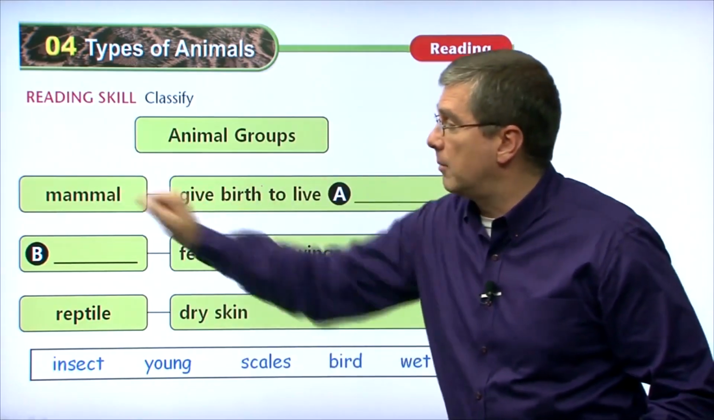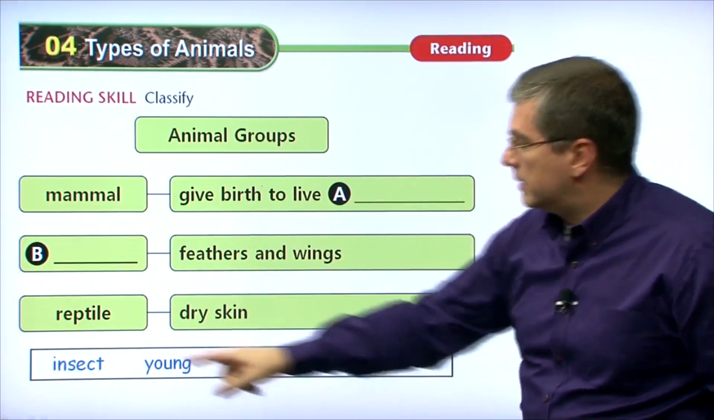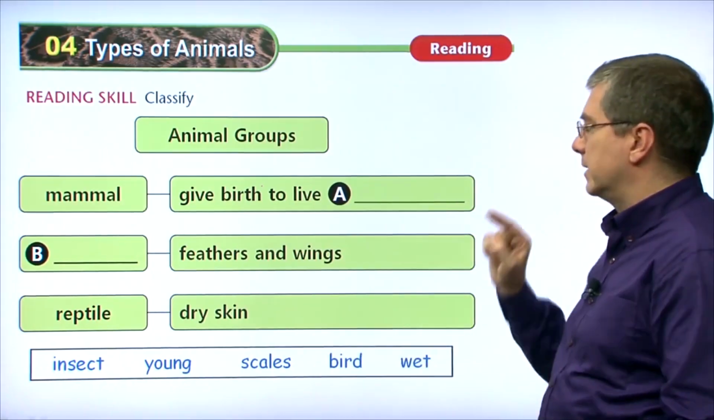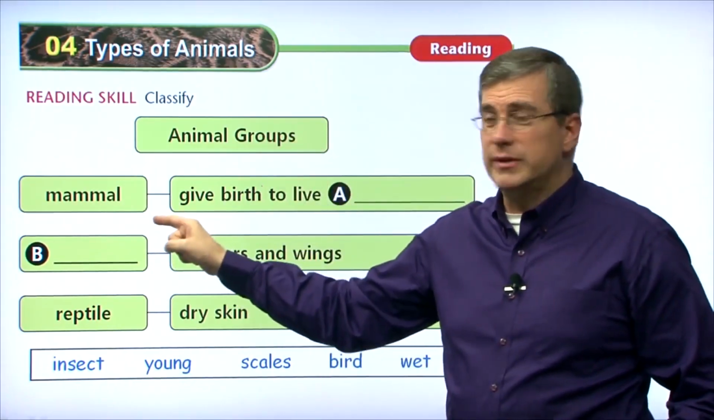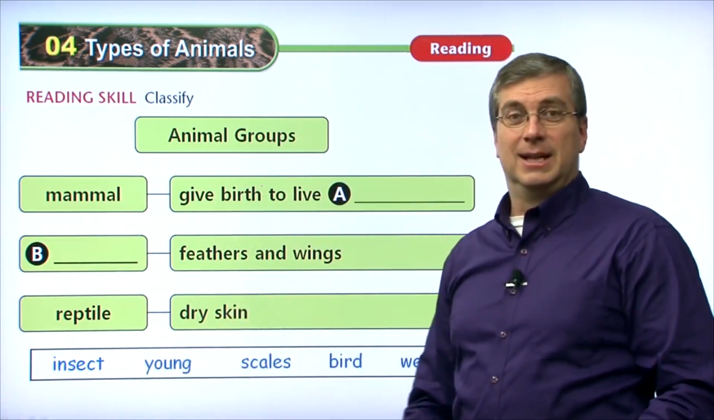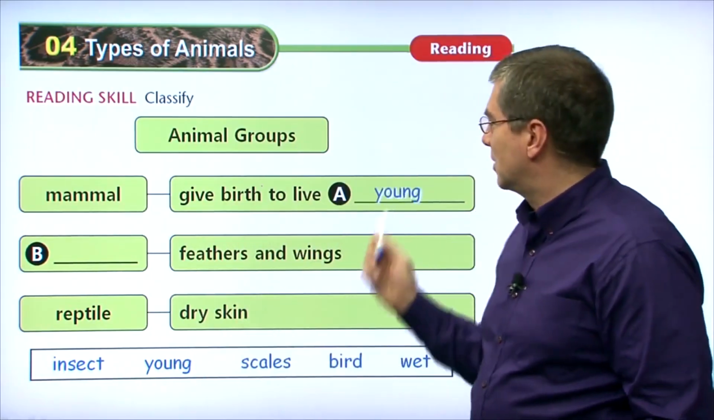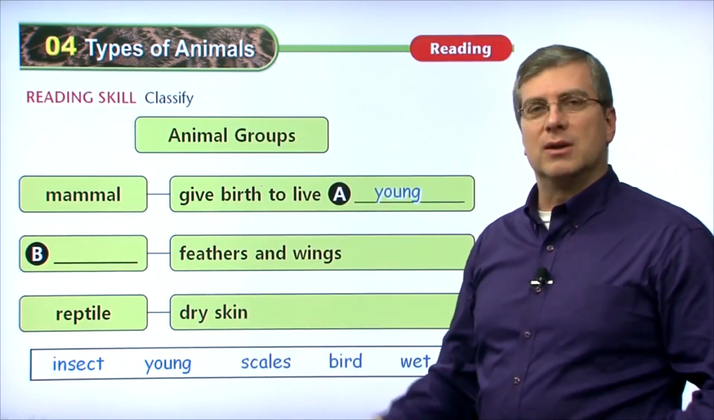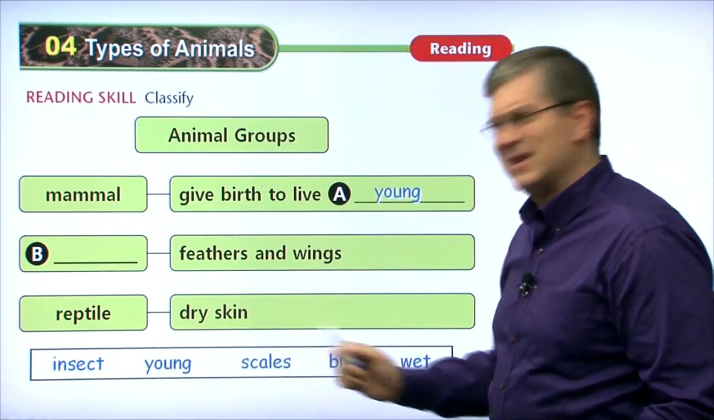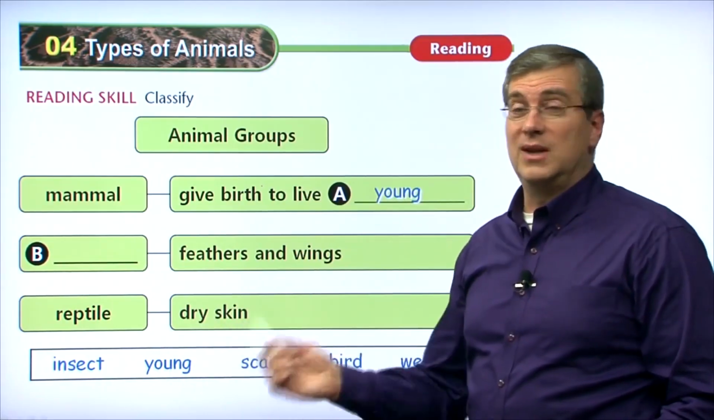Okay? So first, we have mammal. Mammals give birth to live beep. Okay, so we need A, and these are words that we need to choose from. Insect, young, scales, bird, wet. So what is the characteristic about mammals? Mammals give birth to live what? Insects? That would be crazy. Okay, mammals give birth to live young. Okay, I'm sure that's what we learned about mammals, right? We learned that that's one of the characteristics about mammals, that they give birth to live young. Not to insects, not to scales, not to birds, and not to wet. Okay, young is the only one that really fits there, right?